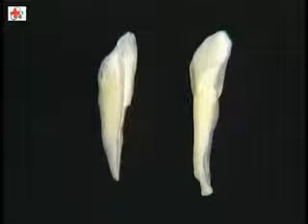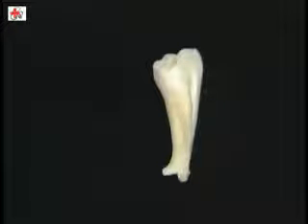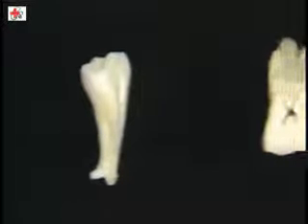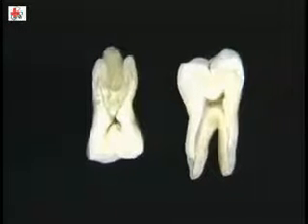The incisors and canines have 1 root. The premolars have a single root that's forked at the end. The molar teeth have multiple roots. The upper ones have 3, the lower ones usually have 2.